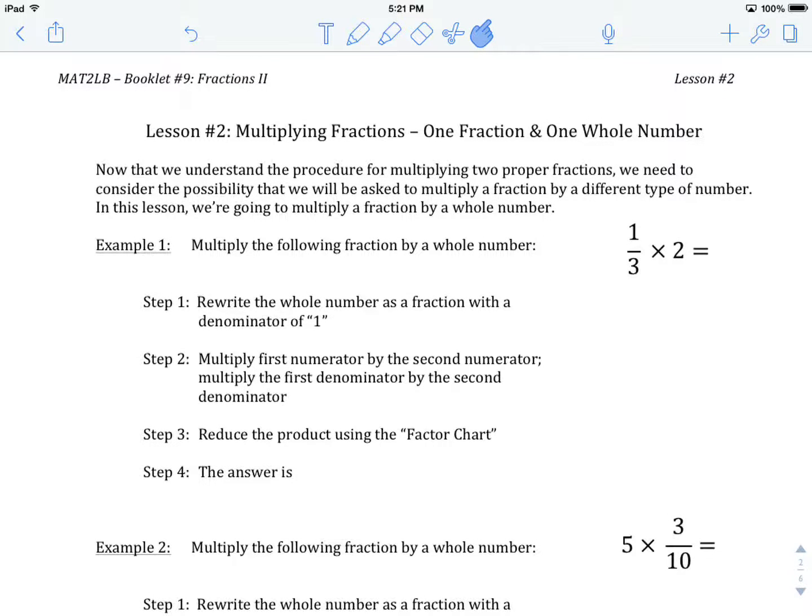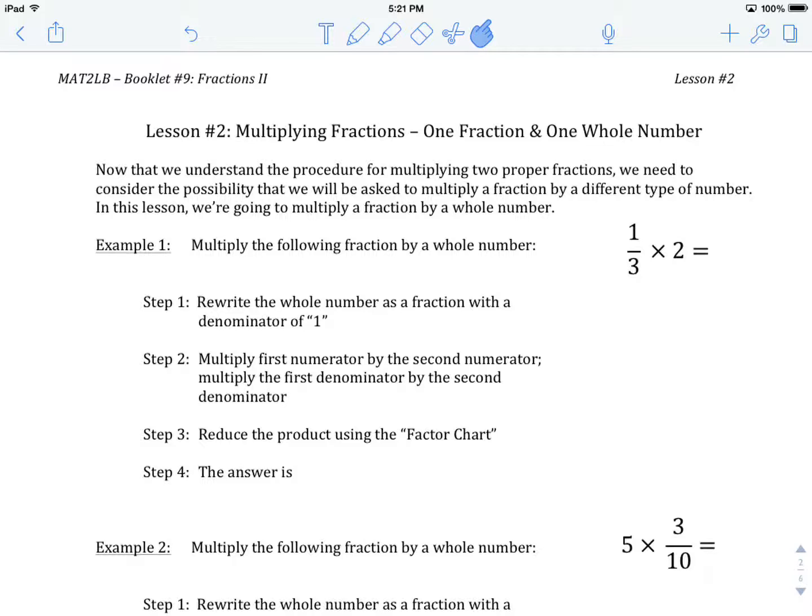Welcome to MAT 2LB, booklet number 9, fractions part 2, lesson number 2, multiplying fractions, one fraction and one whole number. So in our last lesson, we started considering what it's like to multiply two fractions, and we came up with a process. Now we're going to extend that process to include not just a proper fraction multiplied by a proper fraction, but a proper fraction being multiplied by a whole number.